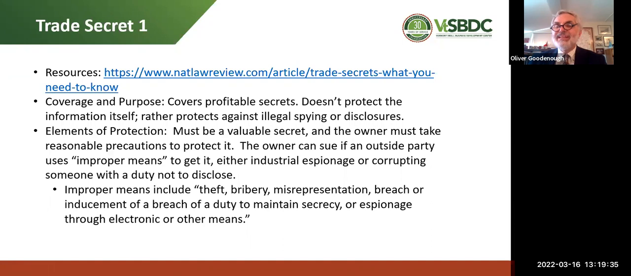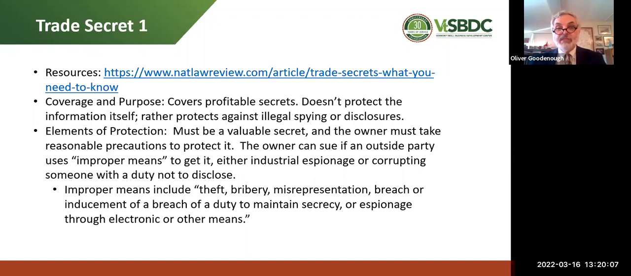Coverage and purpose. It covers and protects profitable secrets. It covers a secret. It doesn't cover the thing itself. It doesn't protect the information itself. It protects rather the owner of that information, if they're working to keep it secret, against illegal spying or illegal disclosures. The element of protection is that it must be a valuable secret. The owner must take reasonable precautions to protect it. So it must be valuable, it must be secret, and the owner has to take reasonable precautions to protect it.